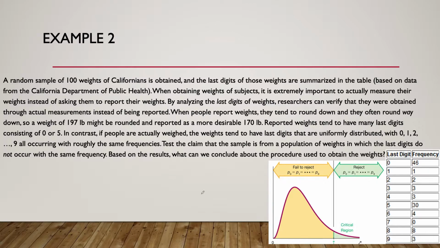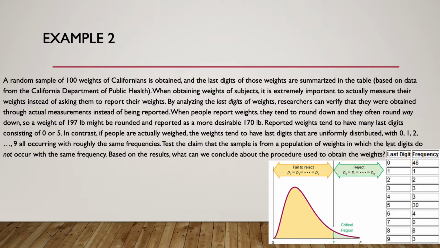Let's say, for example, a random sample of 100 weights of Californians is obtained, and the last digits of those weights are summarized in this table down here. Based on data from the California Department of Public Health, when obtaining weights of subjects, it is extremely important to actually measure their weights instead of asking them to report their weights, since they might undercount what they weigh. By analyzing the last digits of weights, researchers can verify that they were obtained through actual measurements instead of being reported.